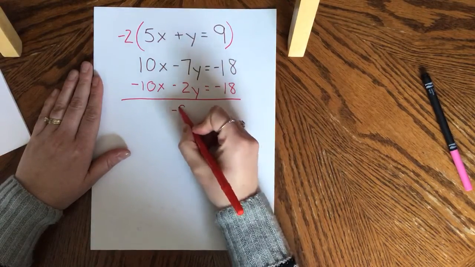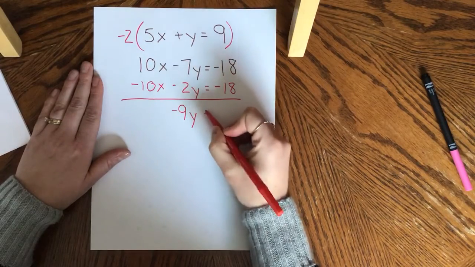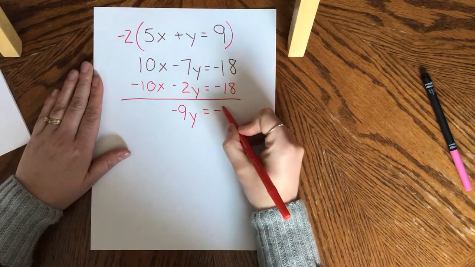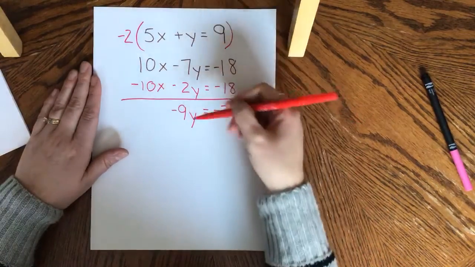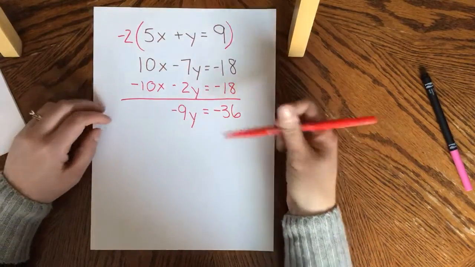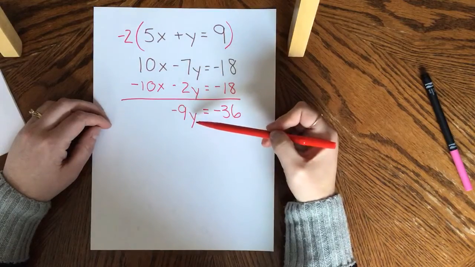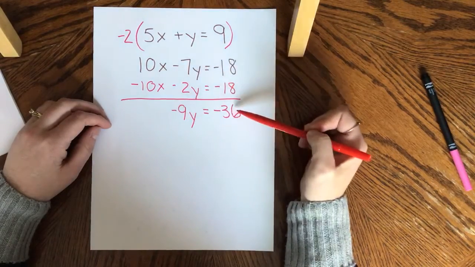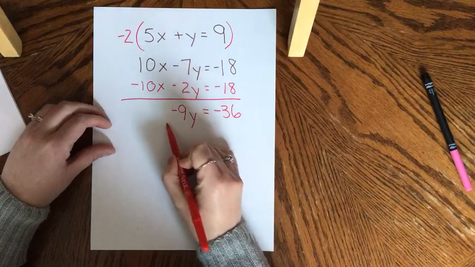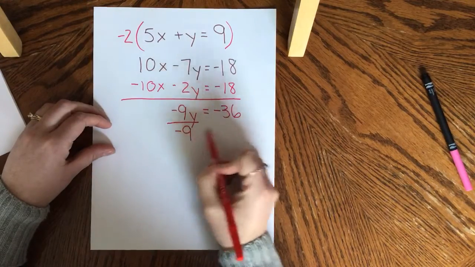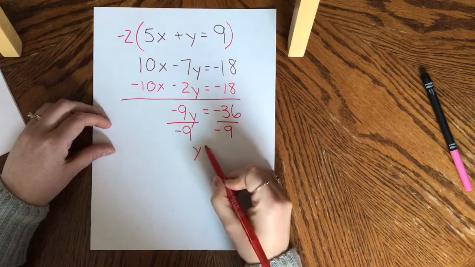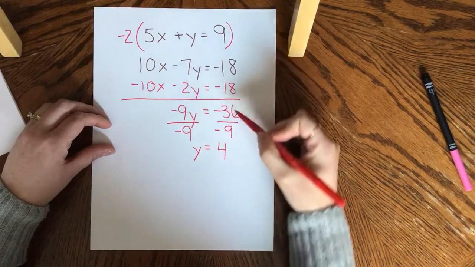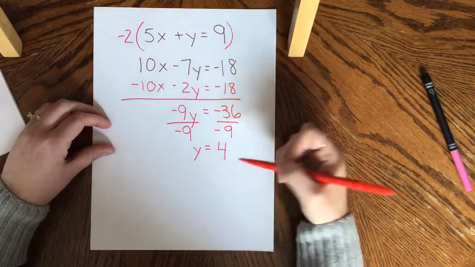So I have -9y equals -36. I took these equations and subtracted them from each other. So now I have -9y equals -36. I'm going to divide both sides by -9, so I get y equals 4. Two negatives divided equals a positive.